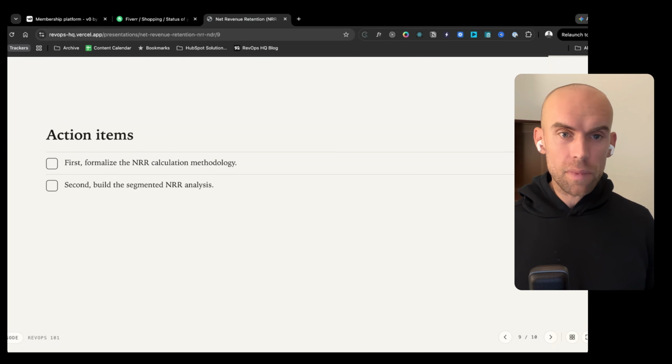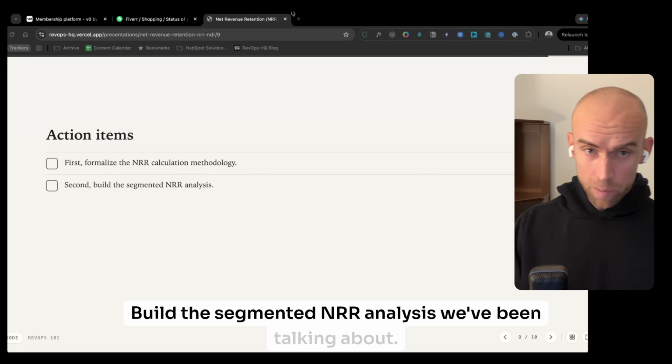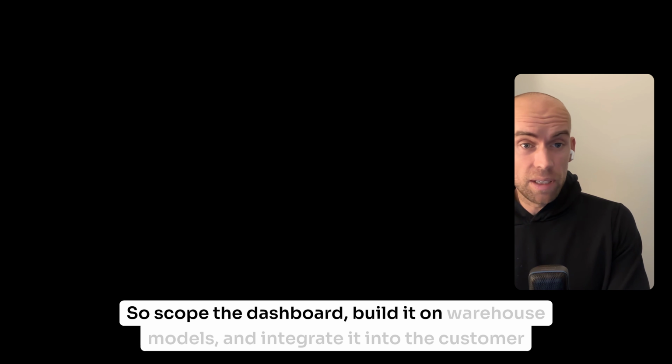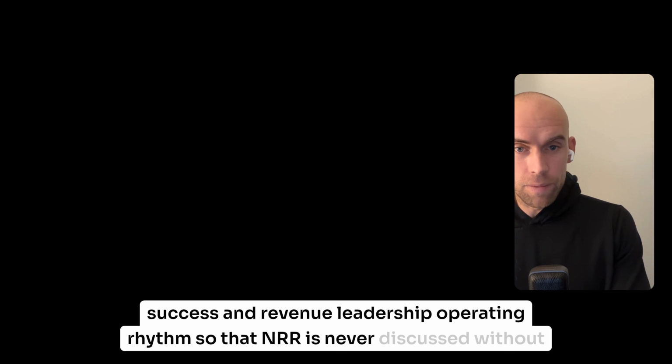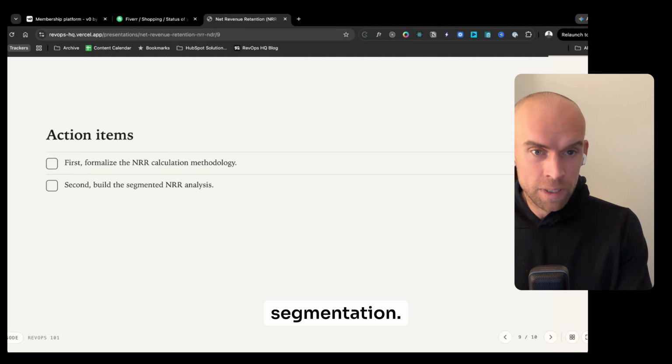Second, build the segmented NRR analysis we've been talking about. So calculate NRR by segment, by tenure cohort, by channel, by product, by region, and by rep in your Snowflake dbt, and build a dashboard in Looker that surfaces all the cuts in a single view. So scope the dashboard, build it on warehouse models, and integrate it into the customer success and revenue leadership operating rhythm so that NRR is never discussed without segmentation.